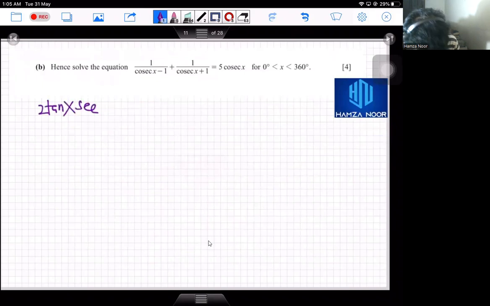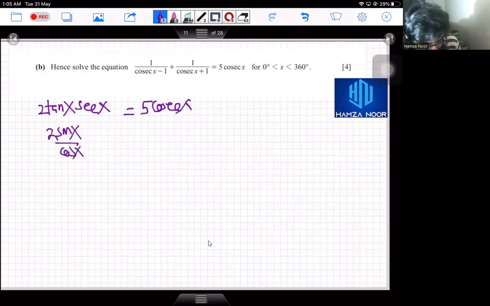This is basically the identity which we have proved in part A. So 2 tan x multiplied by sec x is equal to 5 cosec x. Now we need to solve this equation. So in place of 2 tan x, I'm going to write 2 sin x over cos x. And in place of sec x, I'm going to write 1 over cos x. And this will be equal to 5 divided by sin x.